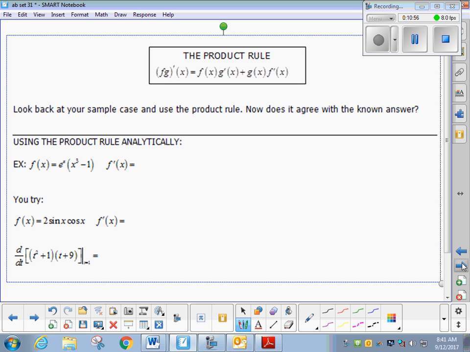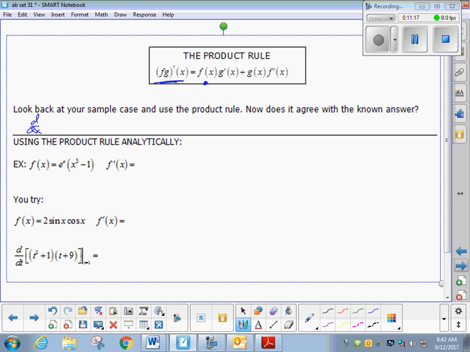All right, but at any point, on the back side, this is the product rule in symbols. If you take the derivative of a product, it's the first function, as you see it, times the derivative of the second, plus the second times the derivative of the first. Now, say we looked back at our sample case and see, okay, is that tracking now?